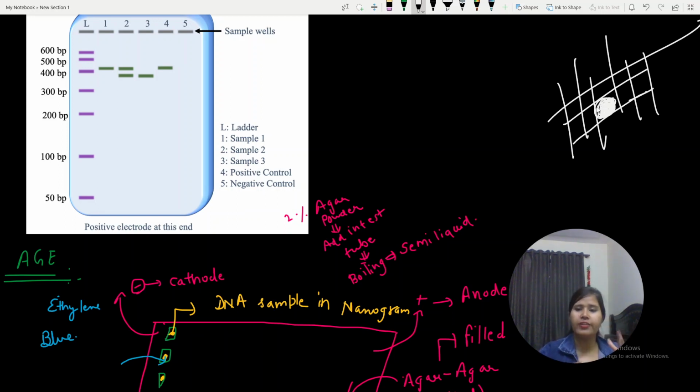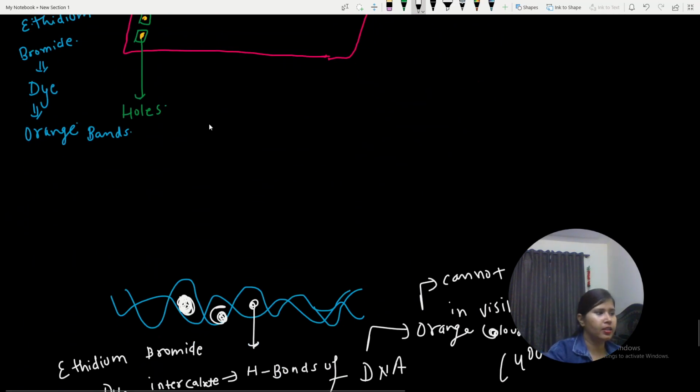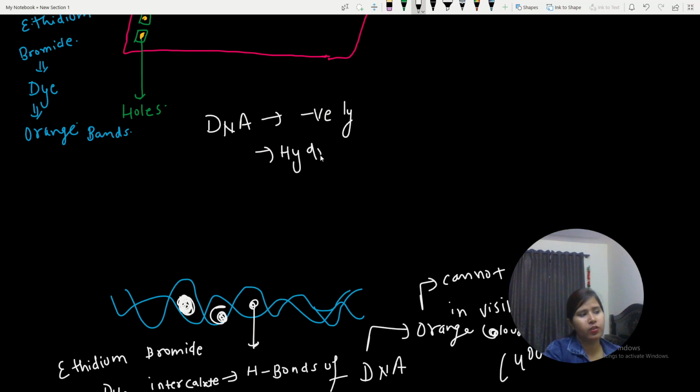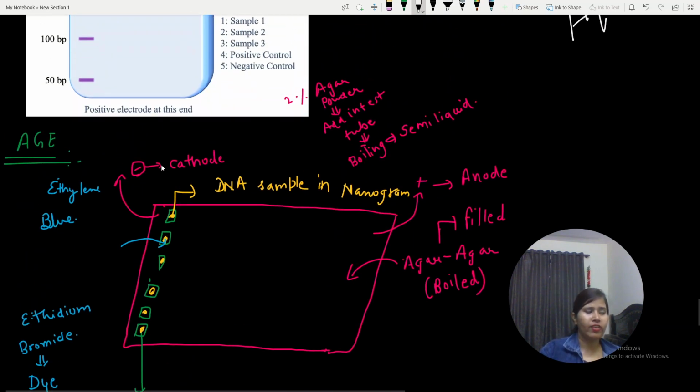When the DNA molecule starts to move from the negative to the positive end, because DNA is a negatively charged ion and a hydrophilic molecule, it will be attracted toward the positive end. At the cathode, anions are present, and at the anode, cations are present. Cations are positively charged, and anions are negatively charged.